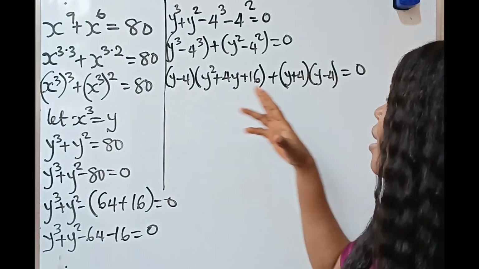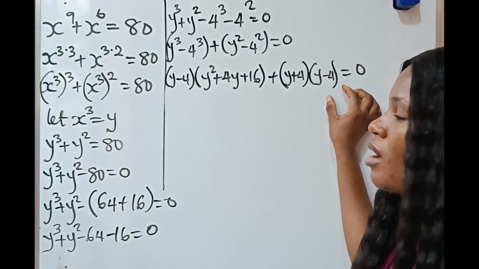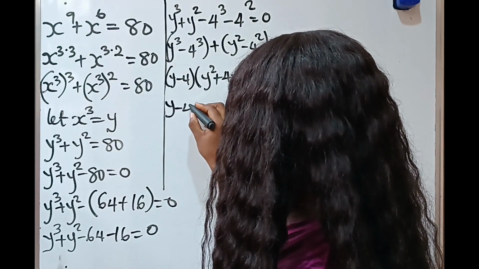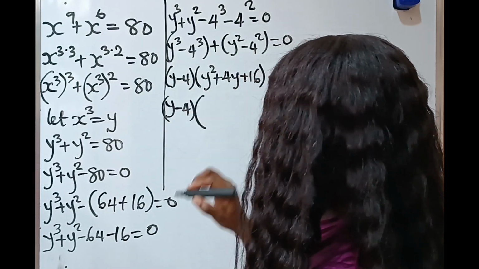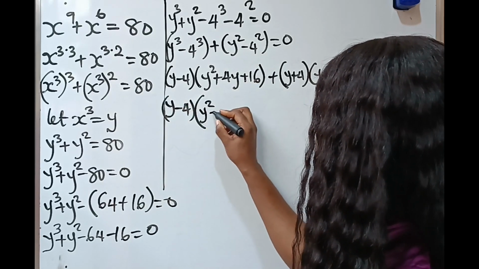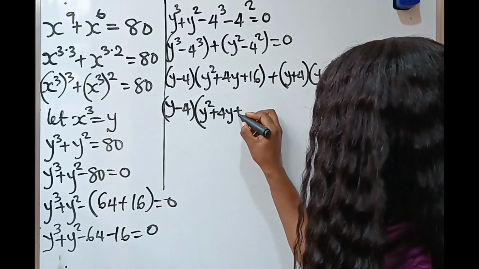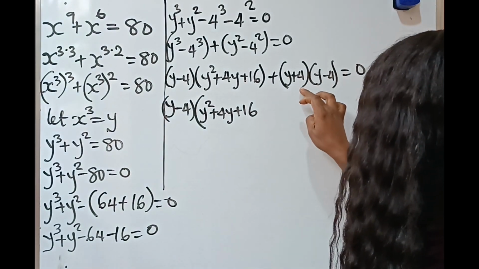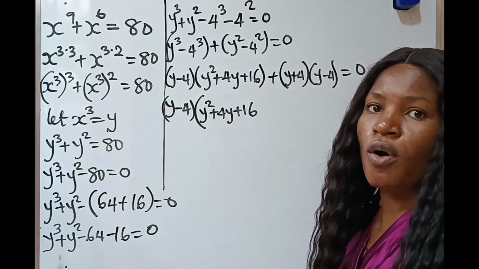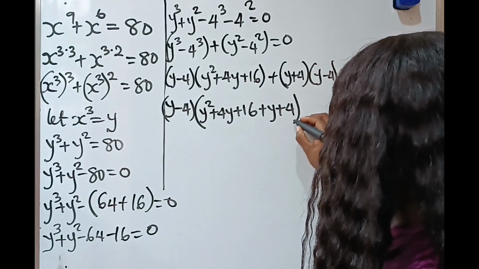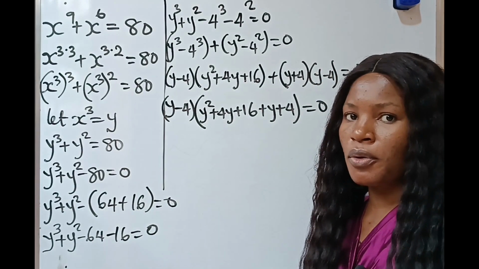We have y minus 4 here and we have y minus 4 here, so we are going to factorize that. So we have y minus 4, open bracket. When this is divided by this, we have y squared plus 4y plus 16. Now when we divide this by this, y plus 4 will remain. So we have plus what? Y plus 4 is equal to 0.